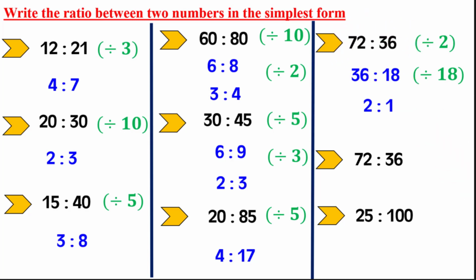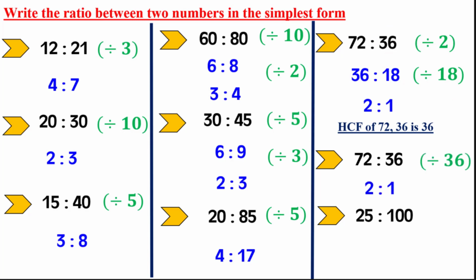We have here the HCF, or highest common factor, is 36. Why? Because 72 is divisible by 36 equals 2. So the ratio in one step, it will be 2 to 1.